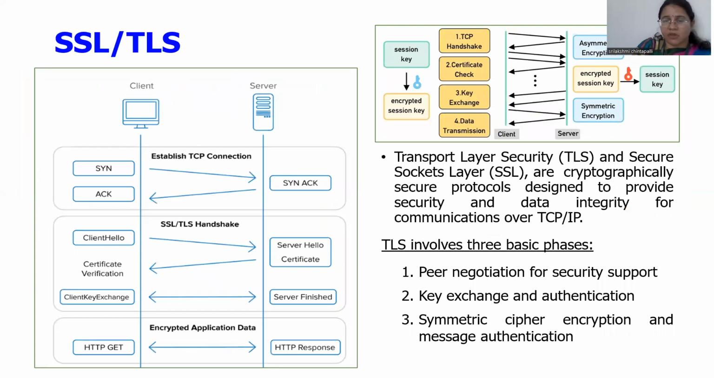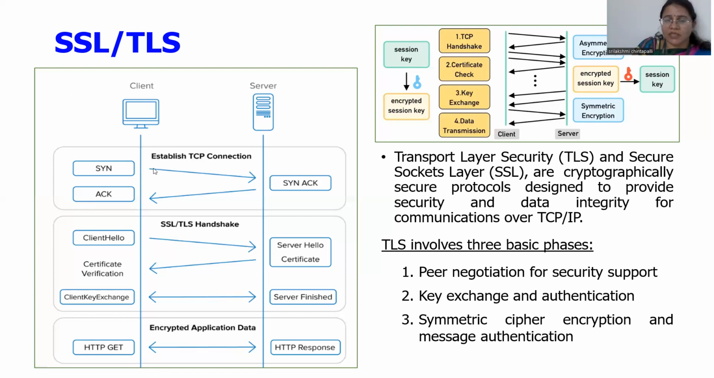Then lastly, we have your secure socket layer and your transport layer security. It involves ensuring security, especially when you're going for TCP/IP kind of communication. And if you are going for TCP/IP communication, then definitely you have to use these two security protocols. The main reason is they go for security-based peer negotiation. They support key exchange. They support encryption. They support authentication. They support cipher messages, and so on.